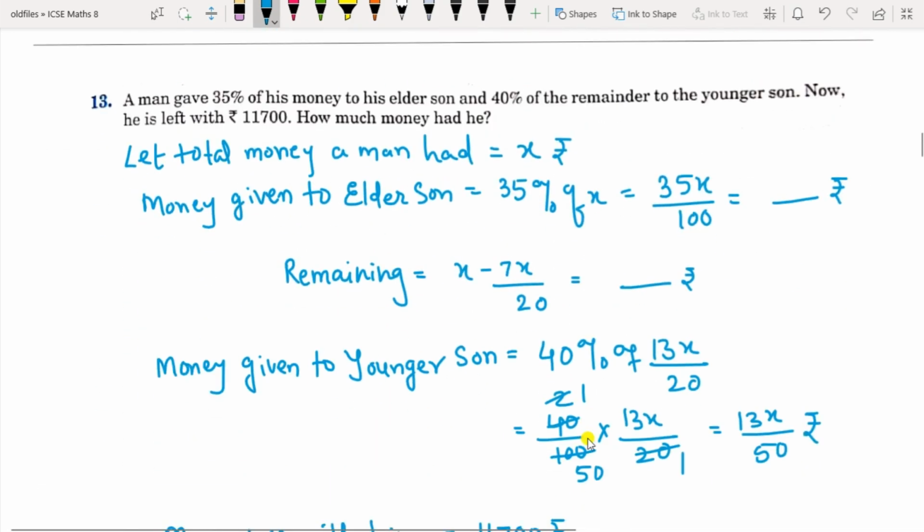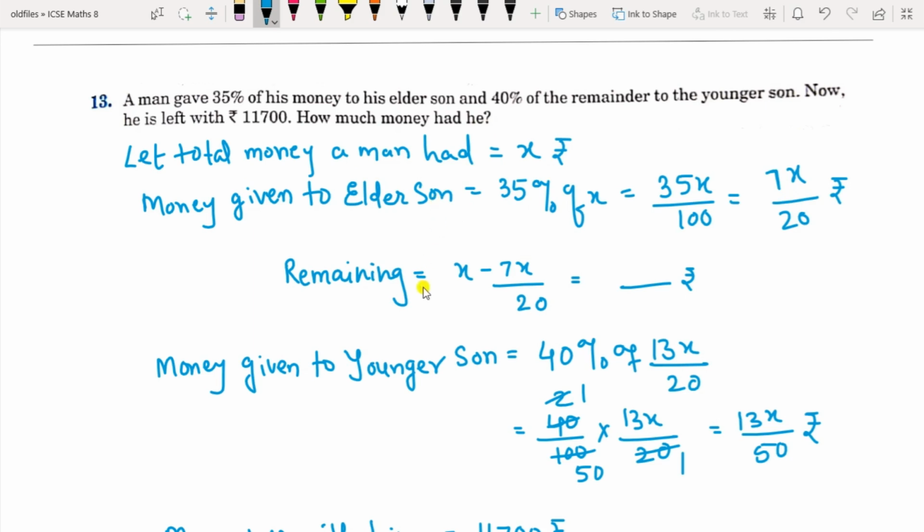The 13th question here is, a man gave 35% of his money to the elder son, 40% of the remainder to the younger son. Now he is left with 11700 rupees. How much money did he have? Let the total amount of money he had be x rupees. From that money he gave to the elder son 35% of the total. So 5 7s are 35 and 5 2s are 10, so 7x by 20 is the money given to the elder son.